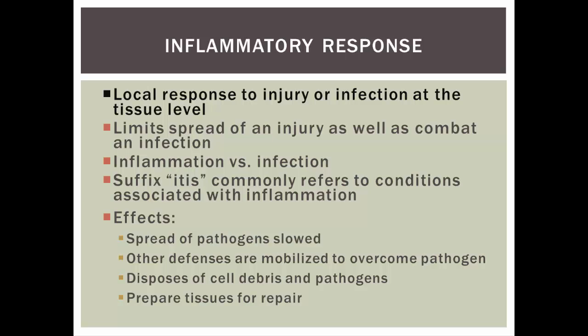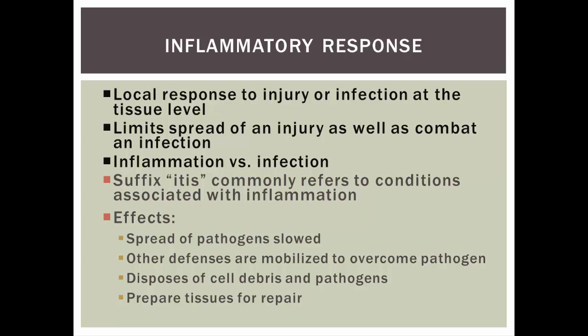So it's easiest to think about what's happening with inflammation if you think about what's happening with a cut. And how does your immune system, particularly the innate system, respond to that cut? So the idea, of course, is to limit the spread of the injury as well as to combat an infection. But now inflammation and infection aren't synonymous. You can have inflammation without infection. So things like arthritis, bursitis, pancreatitis, those are all examples of inflammation, but there's no underlying infection behind them.